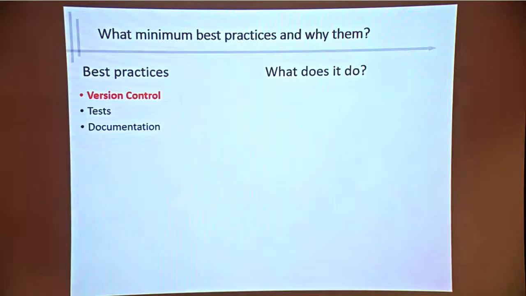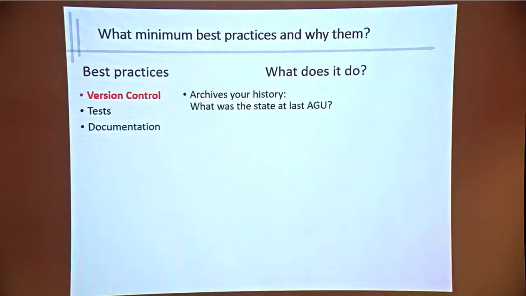Okay, how does version control help us avoid this situation? So for one, version control allows you to archive the history of your project. You can save every single snapshot, and you can always return to this snapshot later on, so you no longer need to keep all of these copies around. So for example, you can answer the question, hey, what was the state of your project during last AGU when you talked to me about it?